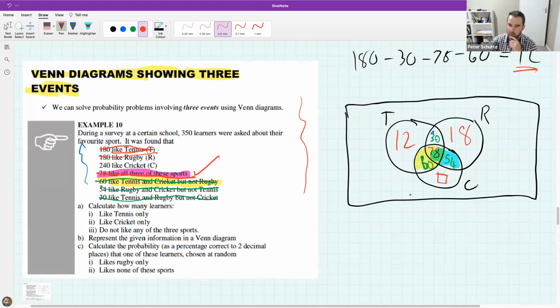So for cricket, oh boy, you've got some nice emojis there. For cricket only, we have 48. And what about, are there any students who do not have a favorite sport at all? They're hanging out here in the complement of these ones. Are there any students who do not have a favorite sport at all?